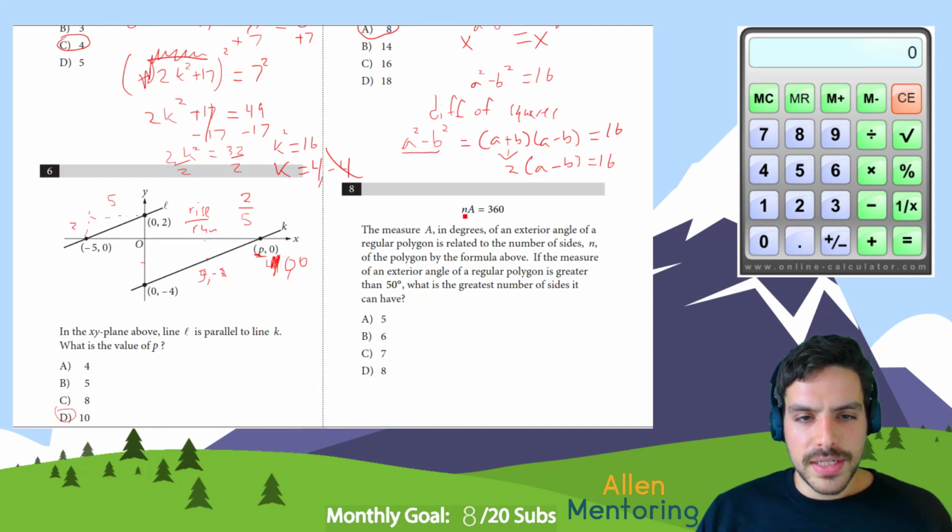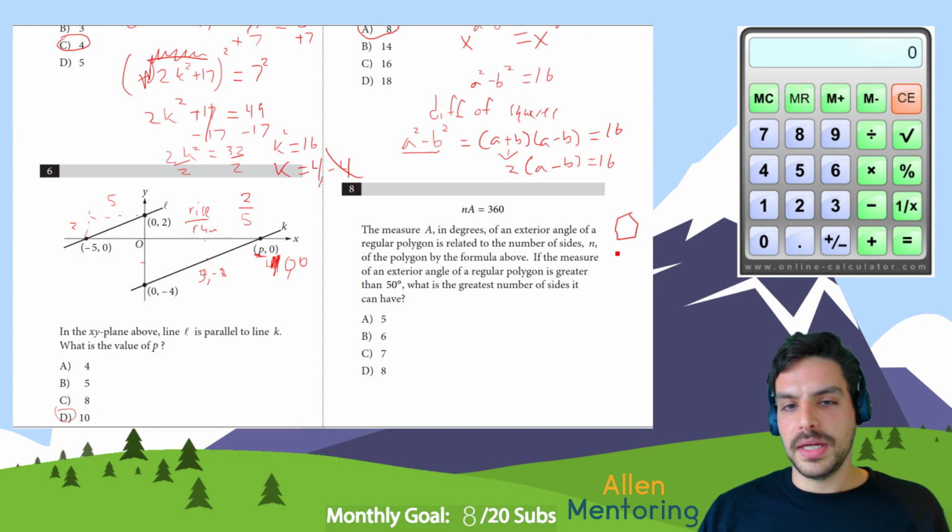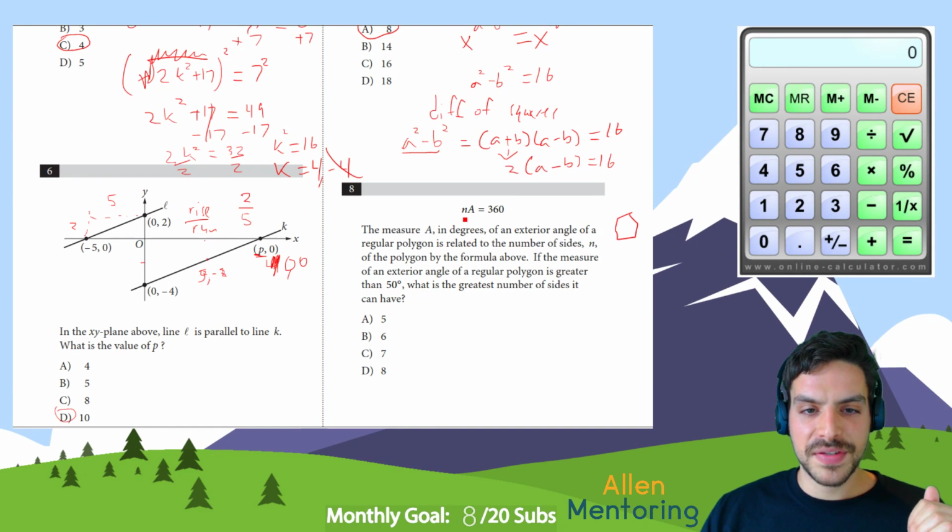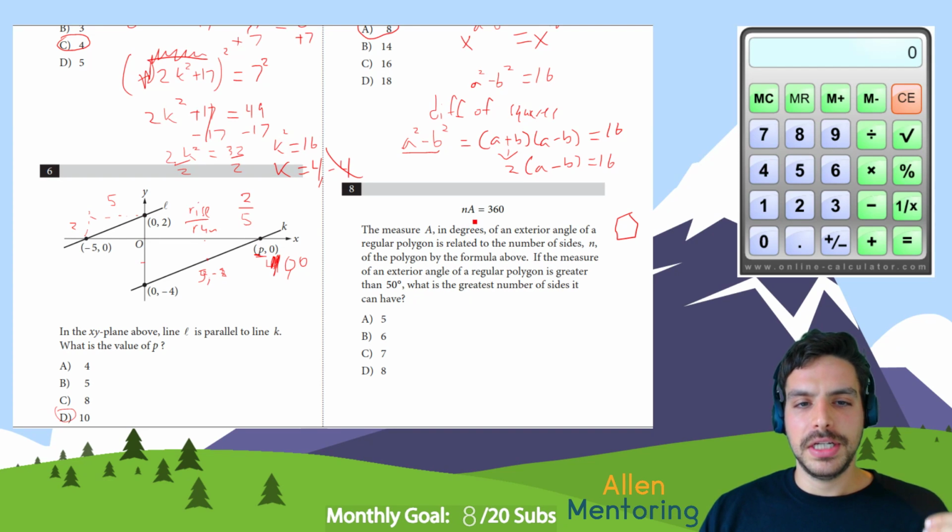So basically they're telling us that for any regular polygon, that means any polygon that has equal side lengths and angles, that is the ugliest looking regular polygon ever, but that's all it means, that all the sides are equal and all the angles are equal. It's basically saying that the number of sides times each exterior angle is equal to 360 degrees. So if an exterior angle is greater than 50, what is the greatest number of sides it can have?